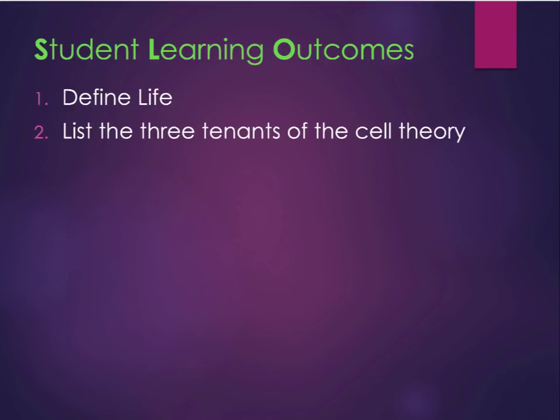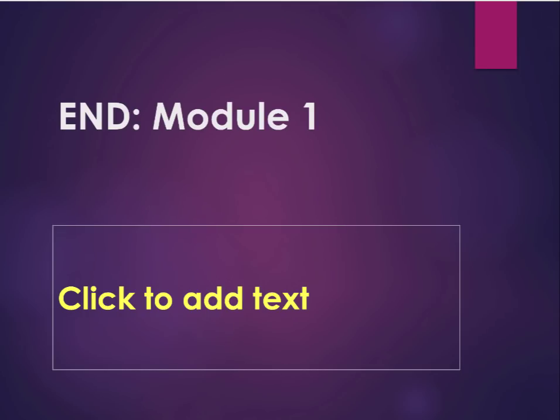As we reach the end of this module, the student learning outcomes are displayed once again to make sure that the student can now answer these outcomes. So basically, are you in a position to define life? And are you also in a position to state the three tenets of the cell theory? Should you have any problems with either one of those outcomes, this is a good place to stop and to go and reread the chapter, study the PowerPoint, and to listen to this video again.